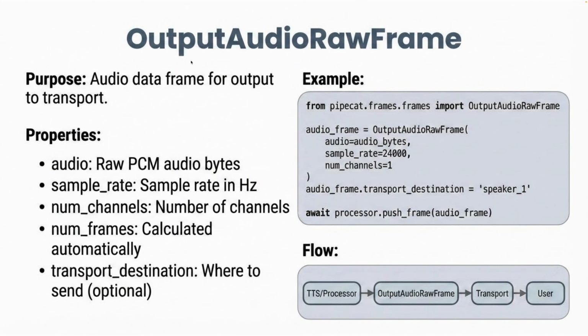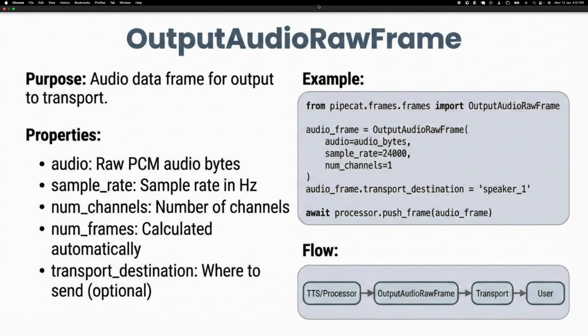So first coming to output audio raw frame, it's kind of like an output data frame for output to transport. It is the final step for delivering audio to the user, and it is used when audio is ready to leave Pipecat. So it is received by transport layers to send it to the user. Some points to note: we can specify the destination transport. It is transport agnostic, and it marks a boundary between processing and delivery.